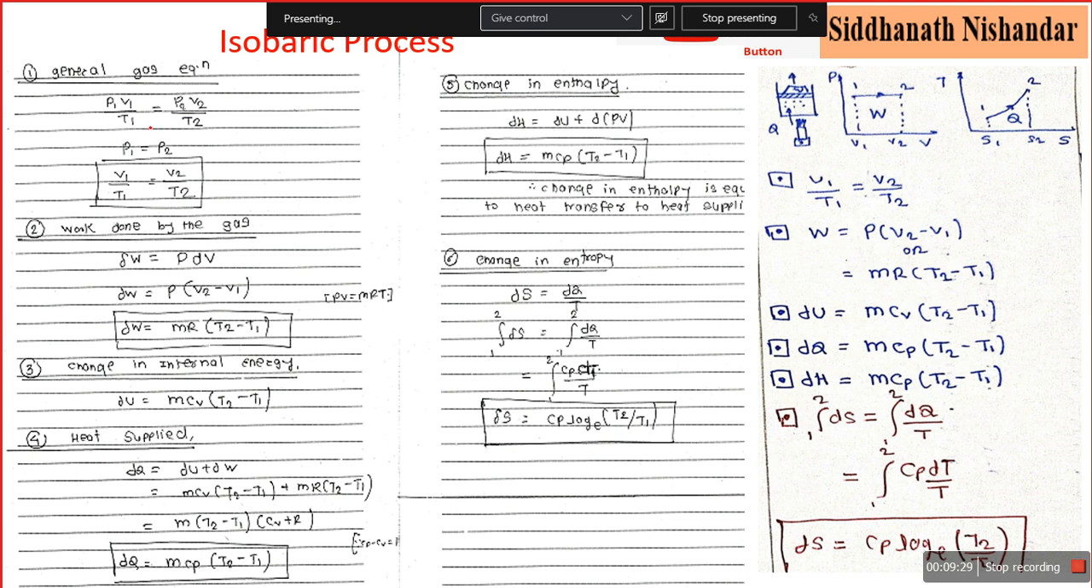First, the general gas equation, that is P1 V1 upon T1 is equal to P2 V2 upon T2. In the isobaric case, pressure is constant, so P1 is equal to P2. So the general gas equation for the isobaric process becomes V1 upon T1 is equal to V2 upon T2. In case of an isochoric process, volume is constant and the general gas equation becomes P1 upon T1 is equal to P2 upon T2. In case of isobaric, pressure is constant, so V1 upon T1 is equal to V2 upon T2. Then you apply the next formula.